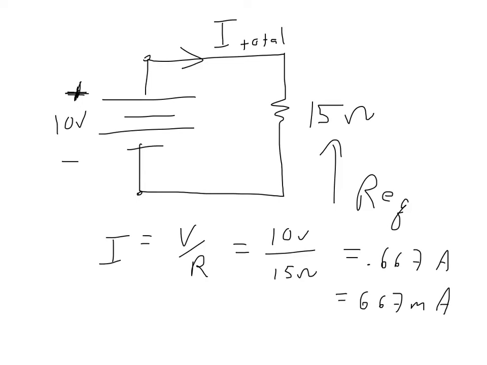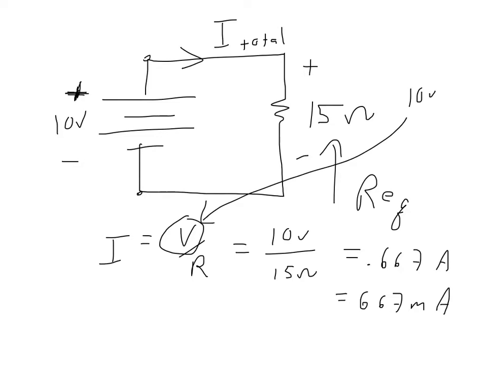And by the way, what's the voltage across this resistor? Since we only have one resistor connected to the battery, it has to be 10 volts. That's, by the way, the voltage that I used here. That is the 10 volts. It's this one, although it's going to be the same as the battery voltage.